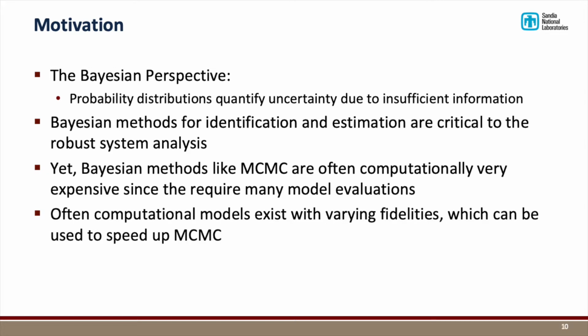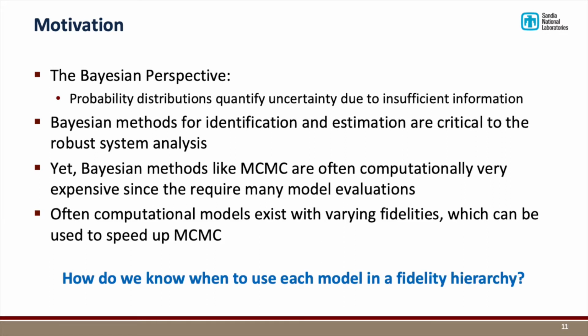One approach to try to rectify some of these challenges is to use a multi-fidelity hierarchy. Often, computational models exist in varying levels of fidelity or accuracy, so it may be possible to use lower accuracy models to speed up the MCMC process. The question that we need to answer is, how do we know when to use each of the models in the multi-fidelity hierarchy?